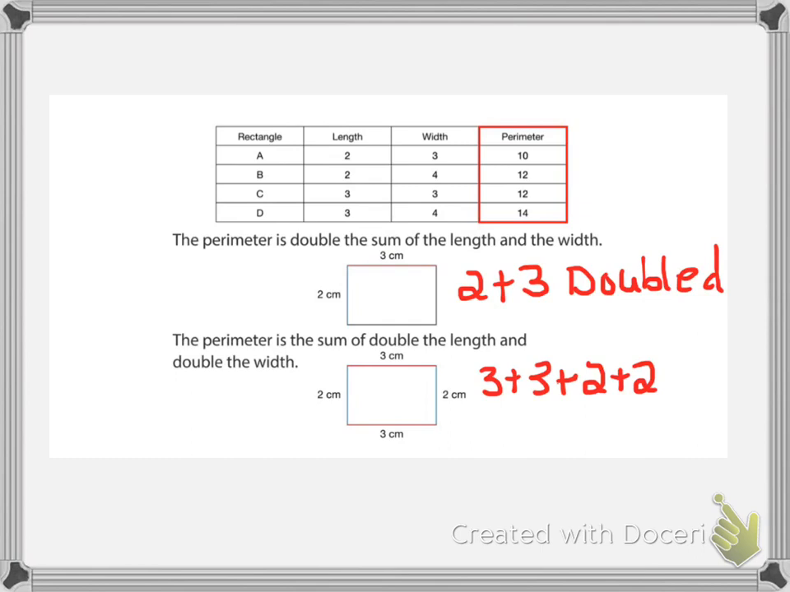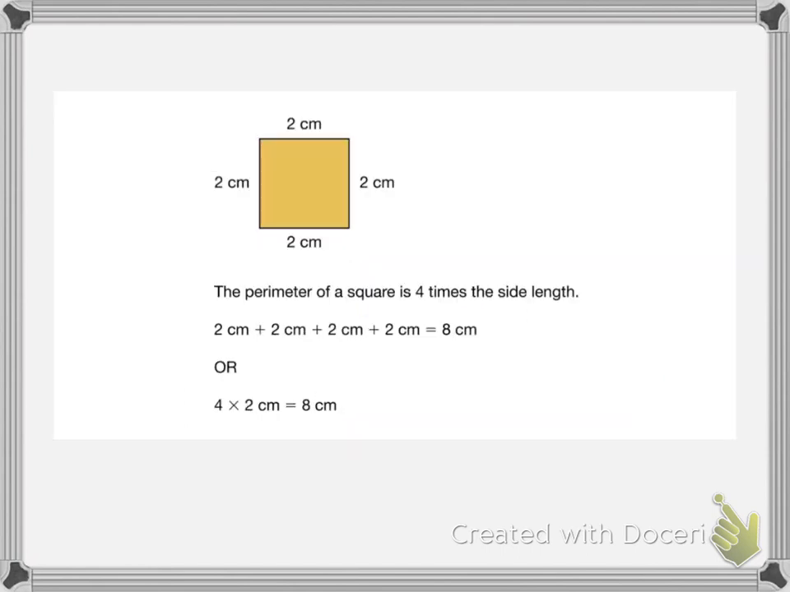But again, in conclusion, if you are comfortable with doubling the two side lengths for a rectangle, so 2 plus 3 doubled, you can do that. Or if you're more comfortable just adding up all 4 sides together, then stick with that method, 3 plus 3 plus 2 plus 2.